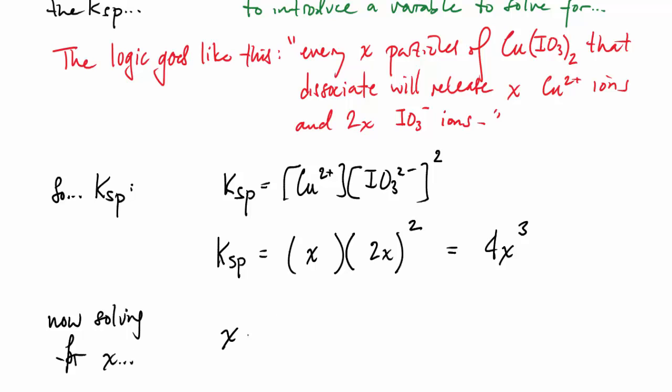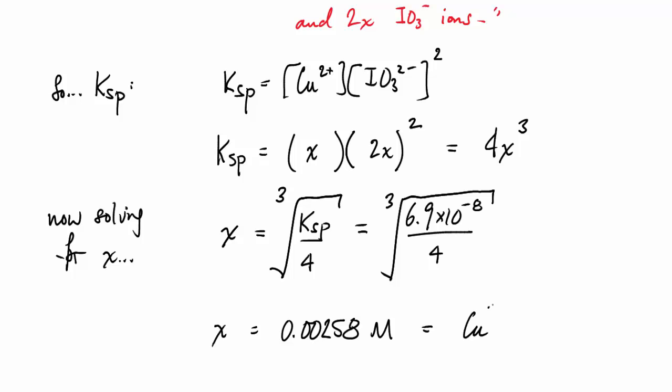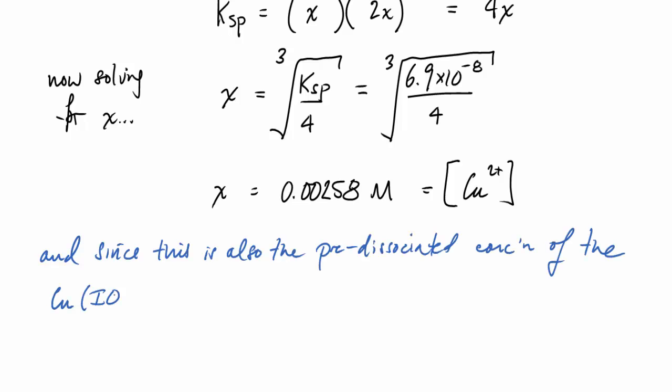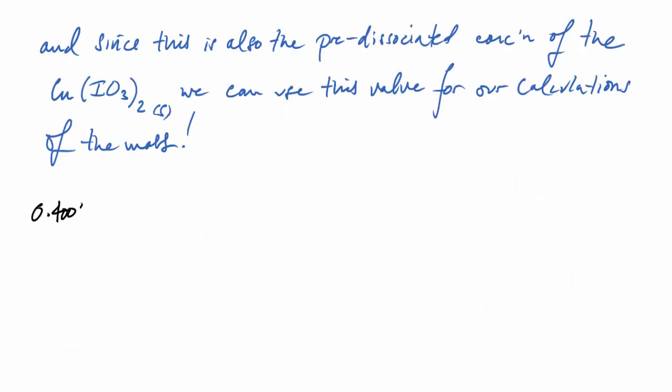Now we need to solve for x. That's what we're looking for after all. So a little more algebra. Take the cube root of Ksp divided by 4, put in all the values, and we get this number here of 0.00258 molar. And that's the saturation concentration of the copper ion. And since it's also the pre-dissociated concentration of the copper iodate, then we can also use this value for our calculations of the mass of the copper 2 iodate.